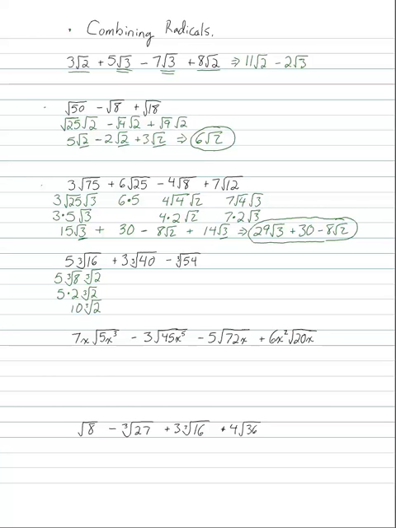Okay, so I'm going to go to my next one. 3 cube root of 40. So again, I know a perfect cube is 8. 8 times 5 gives me 40. So I'm going to rewrite this. 3 on the outside, cube root of 8, cube root of 5. So 3 times 2, cube root of 5. So 6 cube root of 5. They're being added. I'm going to keep them being added.